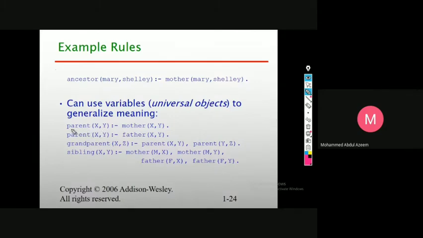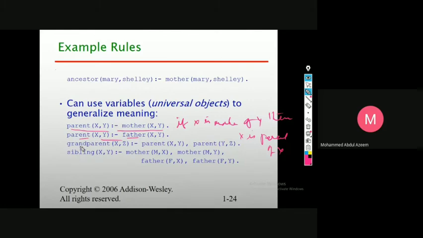Yes. So how do you pronounce this? Any one of you from the class? If X is mother of Y, then X is parent of Y. Fine. If X is mother of Y, then X is parent of Y. Okay. So similarly, the next one, other form: if X is the father of Y, then X is the parent of Y.